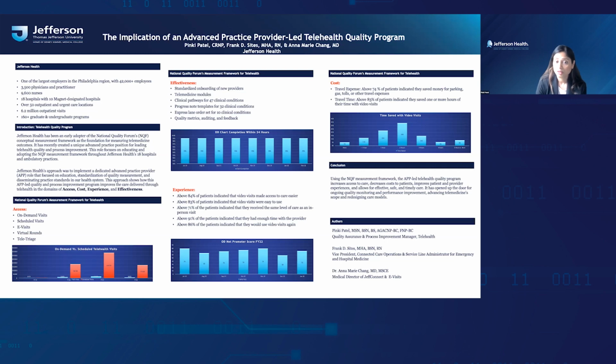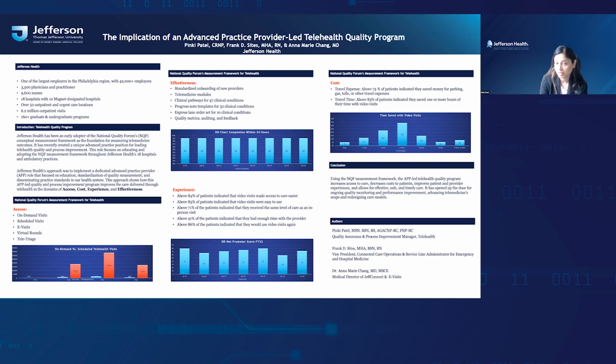To reduce variation in practice and deliver evidence-based care, we developed clinical pathways for 48 clinical conditions. 32 Epic Progress Note templates were created, and Epic order sets were created for the top 10 clinical conditions seen through on-demand. The third domain we'll discuss is experience.